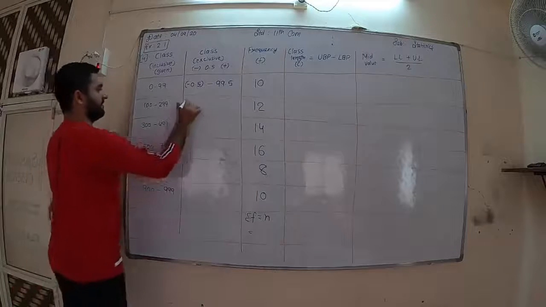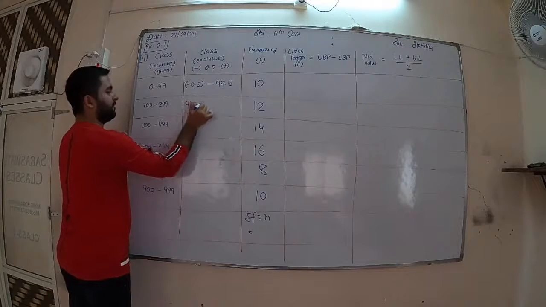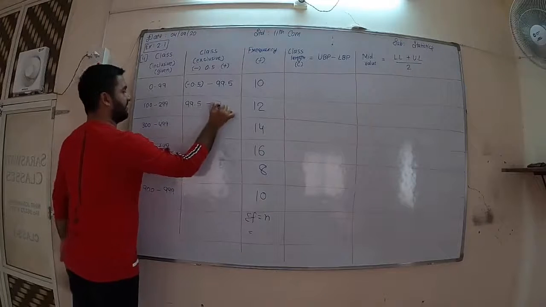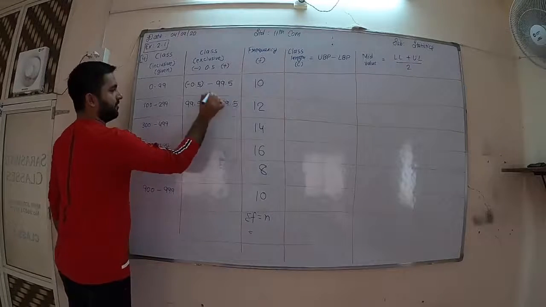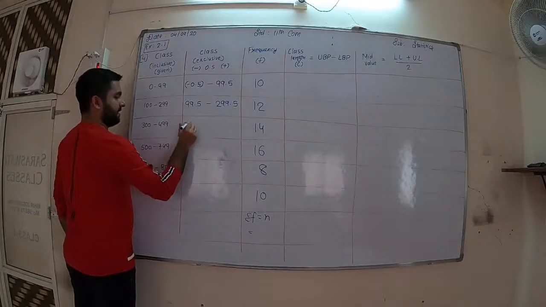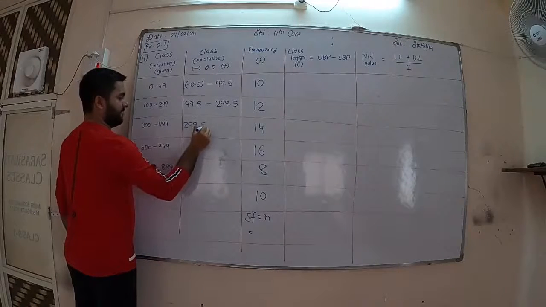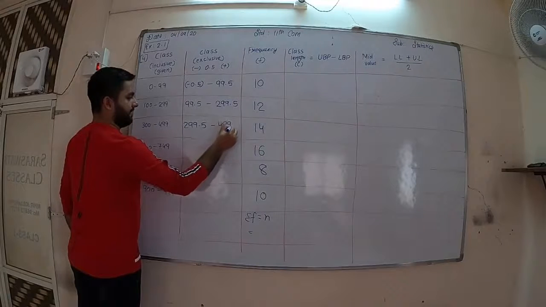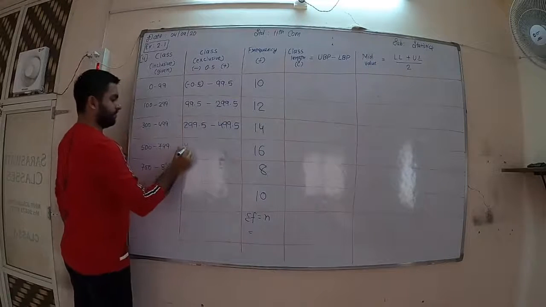Okay, next, 99.5. Here we have subtracted and then we have added to get 99.5. So this should look continuous. Okay, now again 299.5 to 499.5.